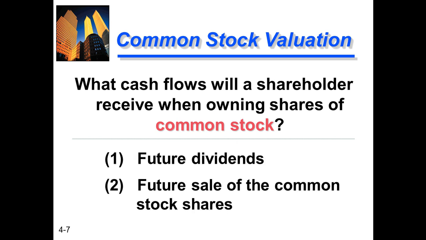So, common stock valuation. What cash flows will a shareholder receive when owning a share of common stock? There are two types of cash inflows to the common stockholder. First is future dividends, which are paid out to the common stock shareholder, and the second is the future sale of the common stock shares. What is future sale? It means that you purchased a share for $100, and after 5 years the price of this share became $120. So $20 extra is income for you, which is also a cash inflow. So there are two types of cash inflows for the common stockholder.